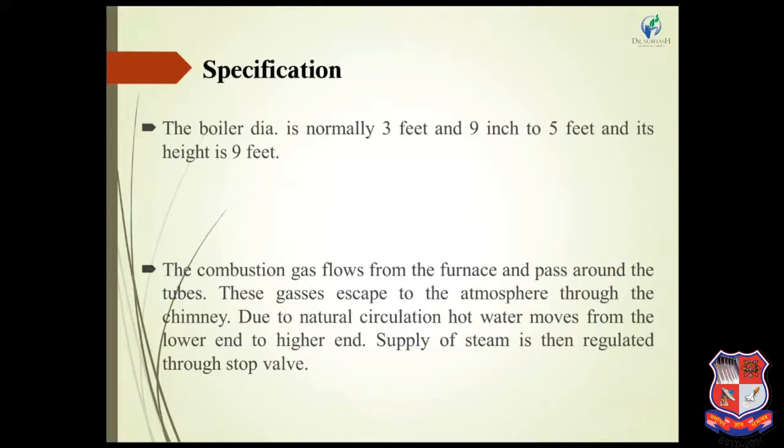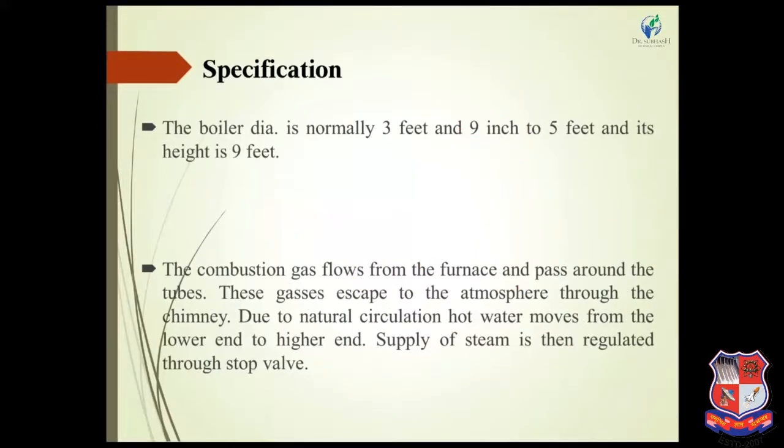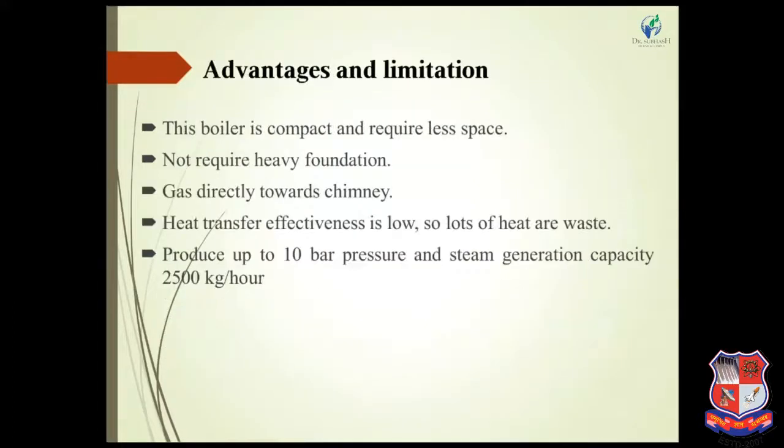Due to natural circulation, hot water moves from the lower end to the higher end, and the supply of steam is then regulated through the stop valve. This is the shortest summary of the whole working of the boiler. Another point is that this boiler gives low pressure, up to 5 bar. Steam generation capacity is low, nearly 2500 kg per hour. It is a very low steam generation capacity.